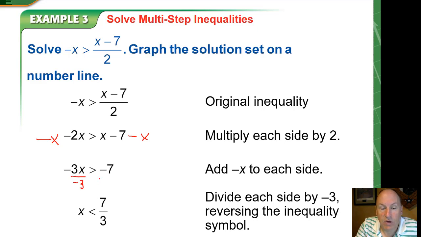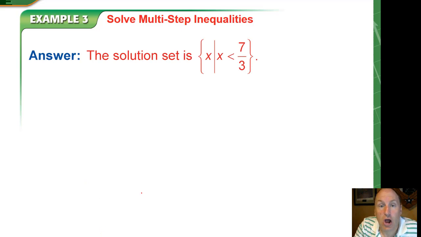Division property of inequality will cause that negative 3 to cancel out on the left-hand side. However, now notice the direction of the inequality must change because we are dividing by a negative number. Negative 3x divided by negative 3, that's just x. The negative 3's cancel out. And negative 7 divided by negative 3 becomes positive 7 over 3. So our solution, x less than 7 over 3. The direction of the inequality has changed. Let's look at that solution on a number line.